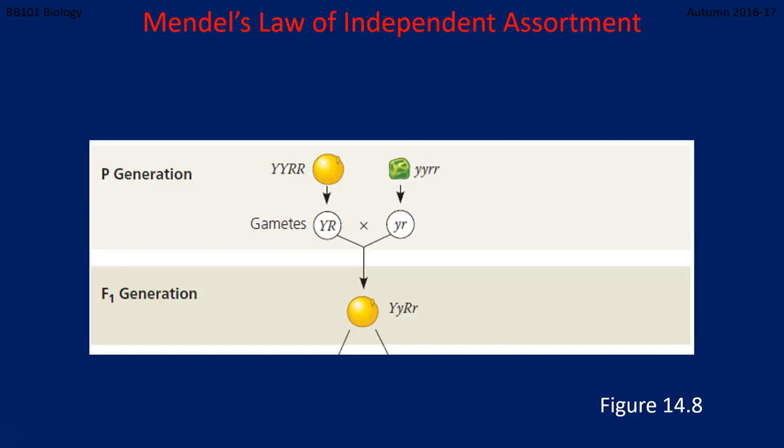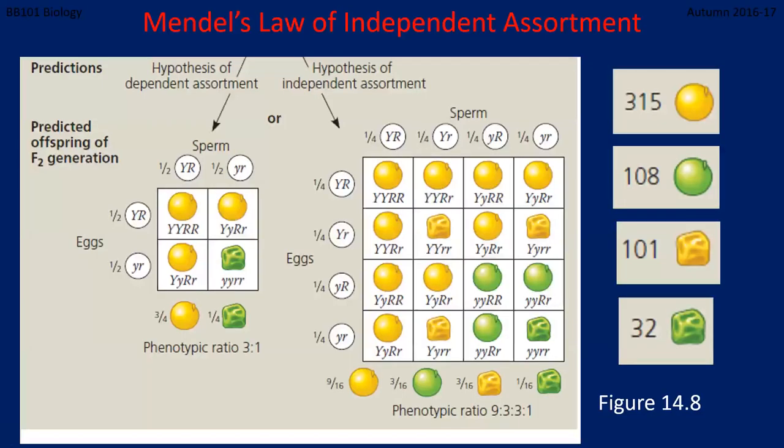Now the question is, if you have two traits, what should the F2 generation look like? If the two traits are independent, then the phenotypic ratio should be different. Phenotype, you remember, is the appearance. If, as a hypothesis, the two traits are dependent on each other, then he should have seen a phenotypic ratio of 3:1. In that case, half of the gametes would have capital Y, capital R, and half of the gametes would have small y, small r, and you would have seen this result.